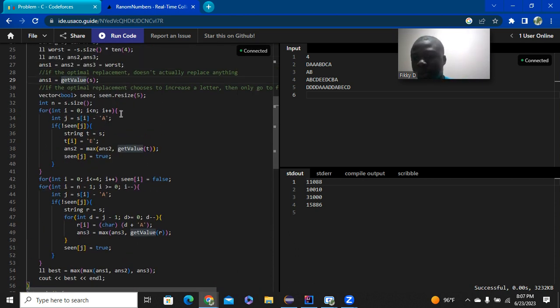We note that we can keep track of a seen set and we only care about the first occurrence of these letters. And what we can do is replace that index with E, and then we can just get the value and just get the best one. But that's the first case, so that's for answer 2.